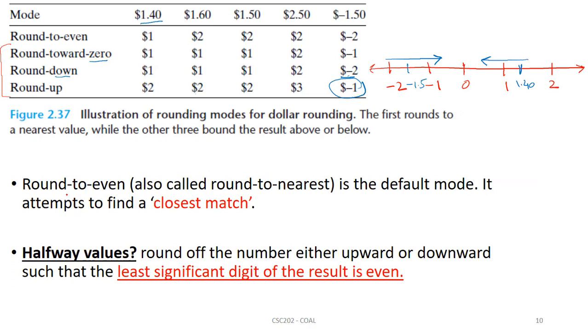So you have to read this one, half values. Let's say you are standing at the center of the bridge at 1.5. Round off the number either upward or downward such that the least significant digit of the result is even. This is the point, you need to note it down. Least significant digit of the result is even means after rounding, the LSD, the least significant digit, should be even, not odd. We'll see.